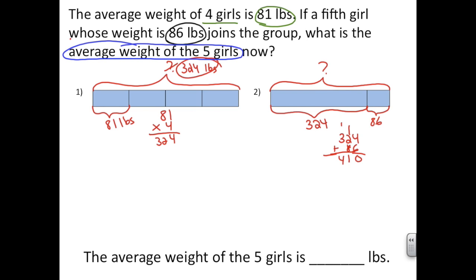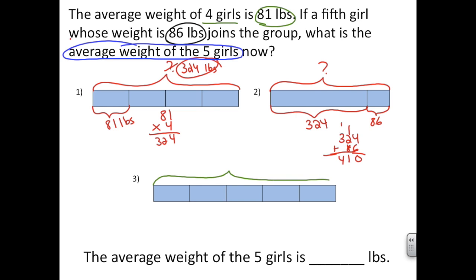Now I'm not done yet because I want to know what the average weight of the five girls is. So I'm going to draw one more bar model. That bar model is going to show 5 parts because there are 5 girls. And they're all equal because I'm finding an average. I know that the total weight of all 5 of these girls is 410 pounds. And I should have written this in up here too. 410 pounds. And I'm wanting to find out what the average weight would be.